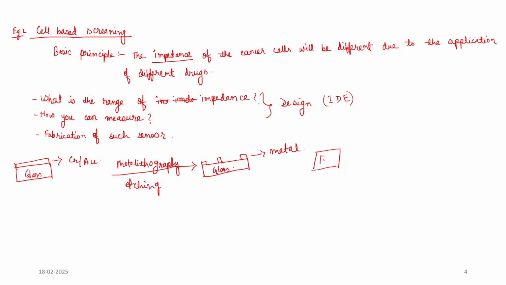like this. So this is a finger-like structure, comb-like structure, which is the interdigitated electrodes.